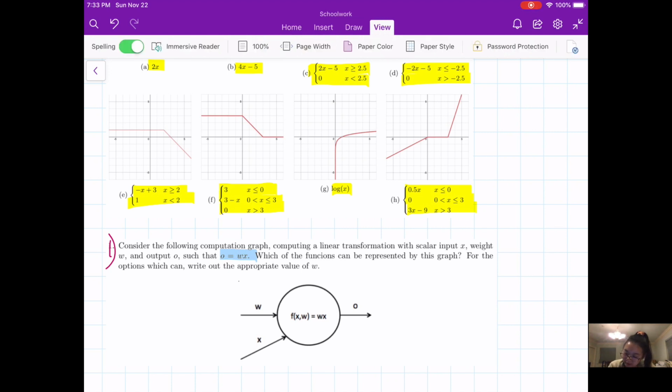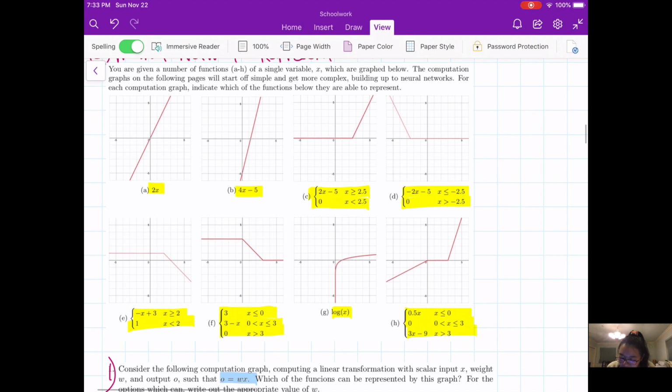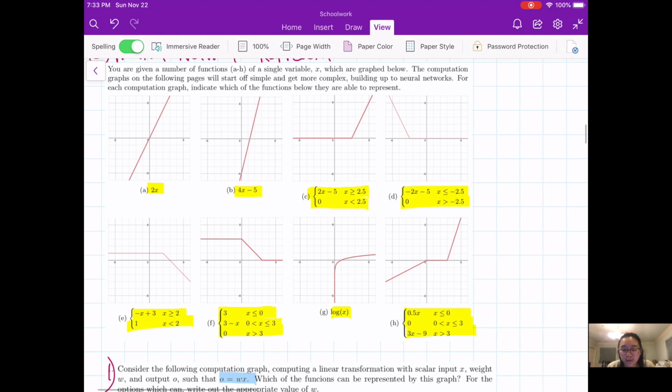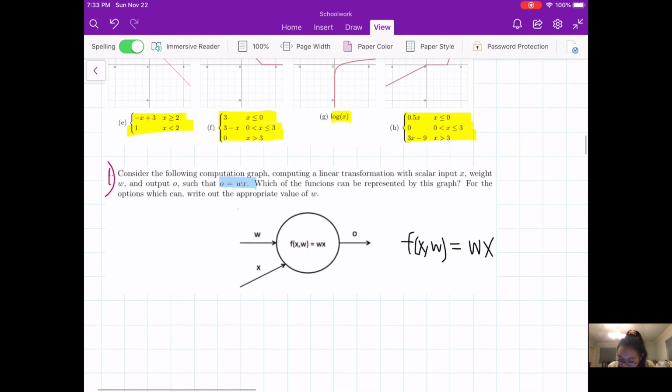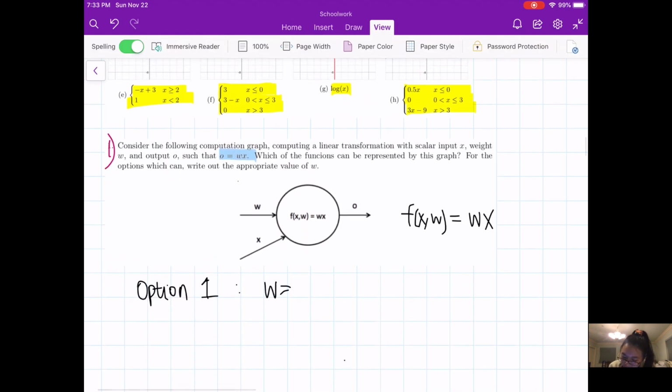Cool. So we know that all the functions that can be represented have to be of this f of x, w equals w times x form. So it has to be a constant times x. And if we look back up here, the only function that is like that is the first function, 2x, because all the other ones are at least shifted in some way and aren't just normal linear functions. So that means for 1, the only function that works is option 1, and we specifically do it when w is equal to 2, because option 1 is for 2x.